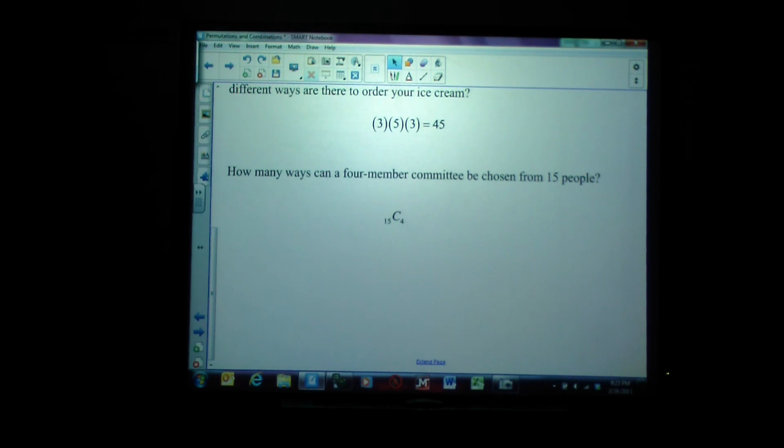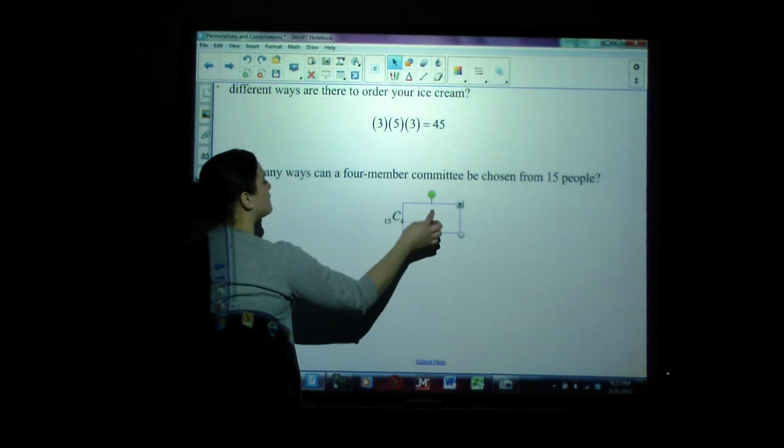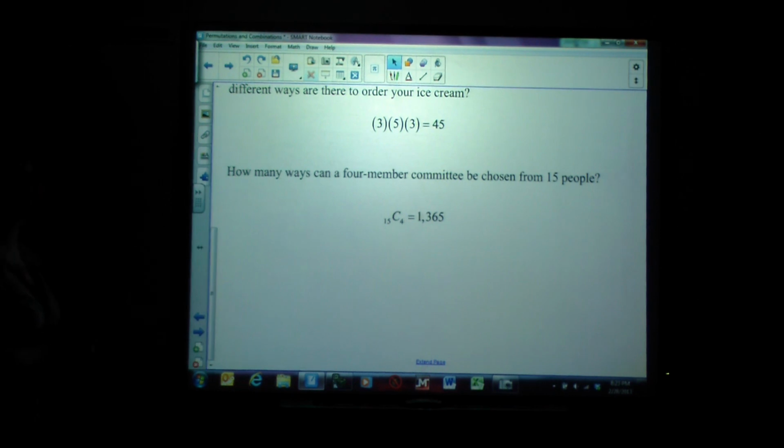So there are 15 people to choose from, and I'm going to take 4 of them. So out of 15, I'm going to choose 4. So I'm taking 15 choose 4, 15 combinations of 4. Again, typing that in your calculator correctly, you should be left with 1,365 different ways to form that 4-member group out of 15 people.